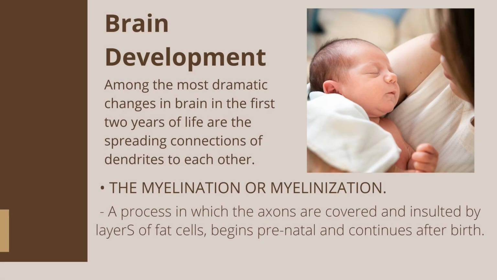The second one is the brain development. Among the most dramatic changes in the brain in the first 2 years of life are the spreading connections of dendrites to each other. Myelination, or myelinization, is a process in which the axons are covered and insulated by layers of fat cells. It begins prenatally and continues after birth. This process increases the speed at which information travels through the nervous system.